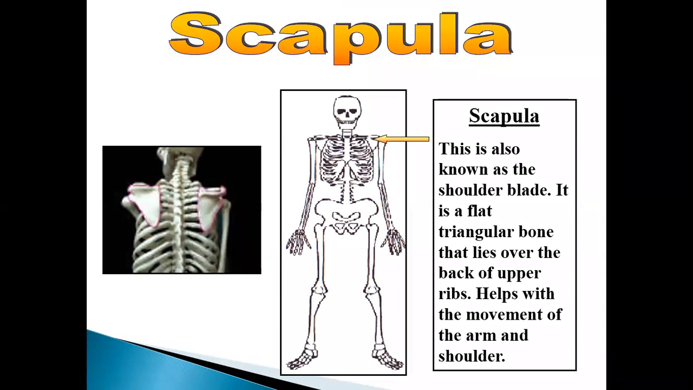Scapula is the triangular blade that is present, which helps in the movement of the arms and shoulder.